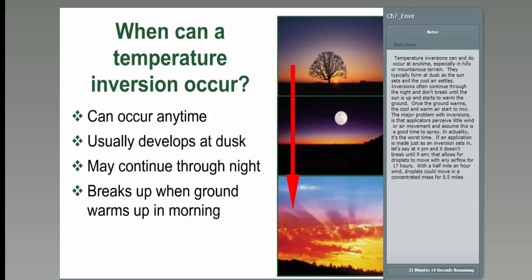The major problem with inversions is that applicators perceive little wind or air movement and assume this is a good time to spray. In actuality, it's the worst time. If an application is made just as an inversion sets in, let's say at 4 p.m., and it doesn't break until 9 a.m., that allows for droplets to move with any airflow for 17 hours. With a half-mile-an-hour wind, droplets could move in a concentrated mass for 8.5 miles.